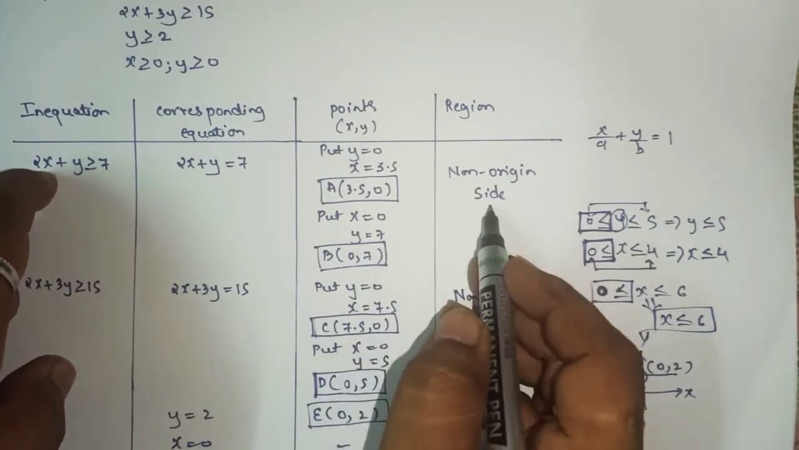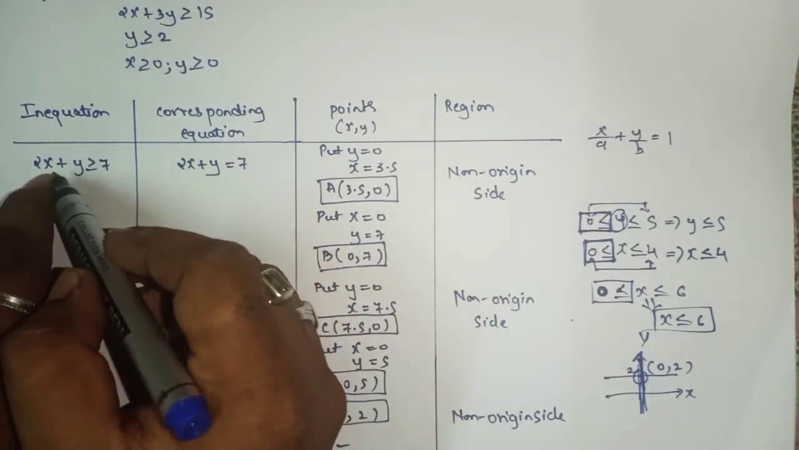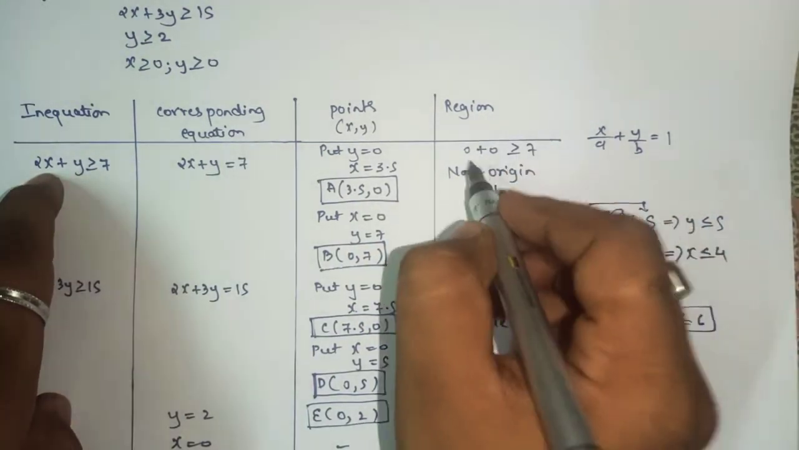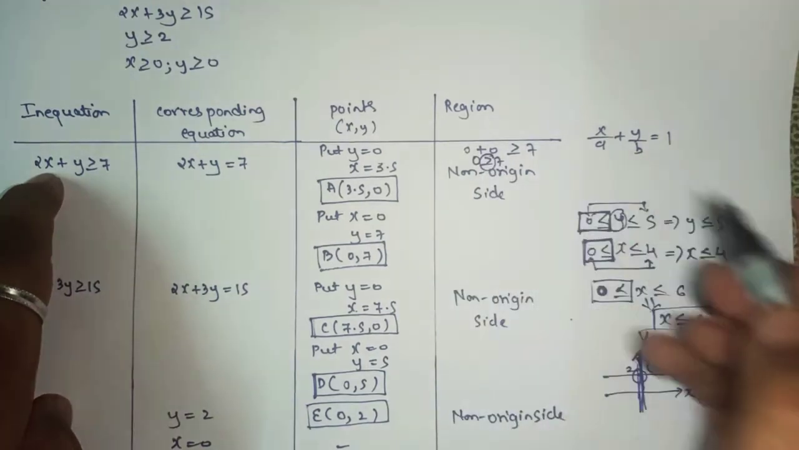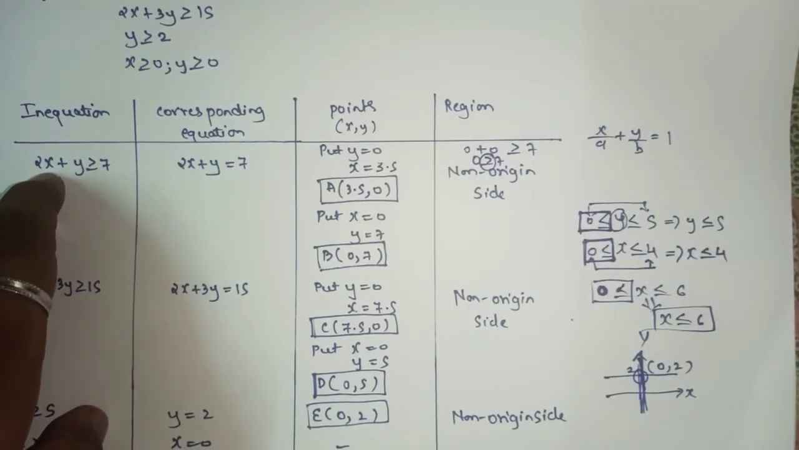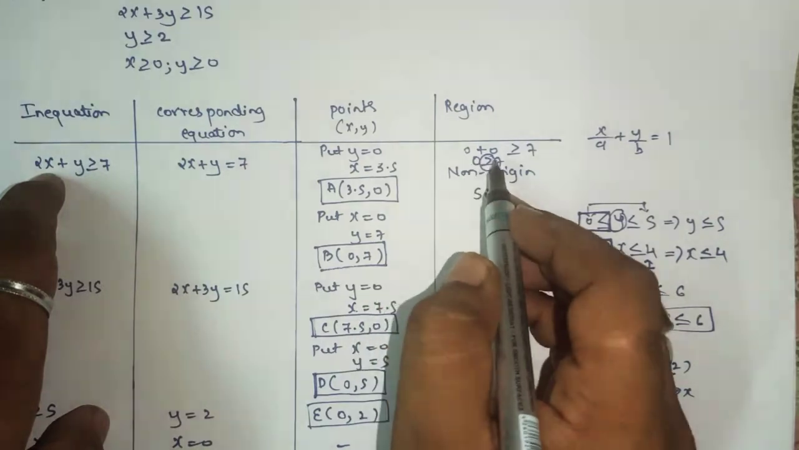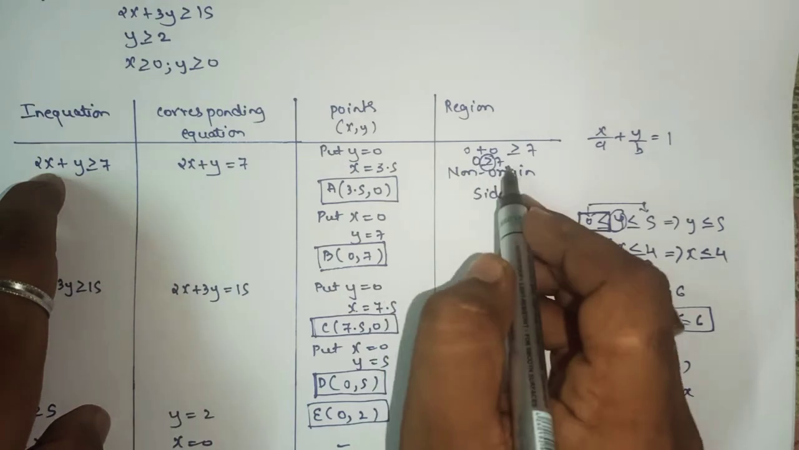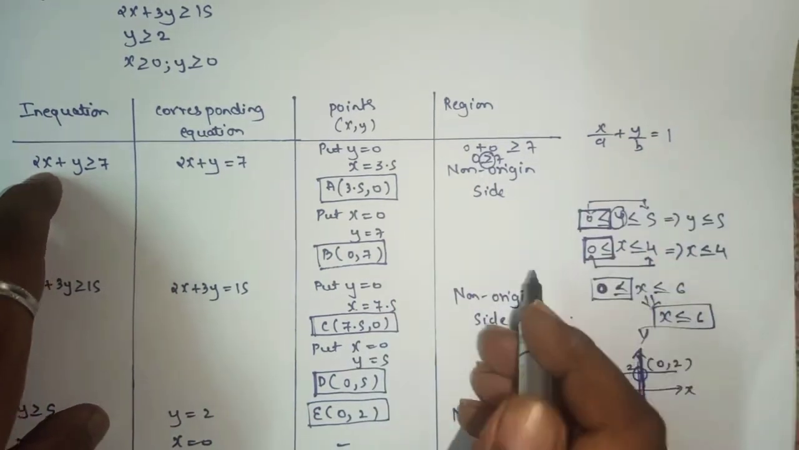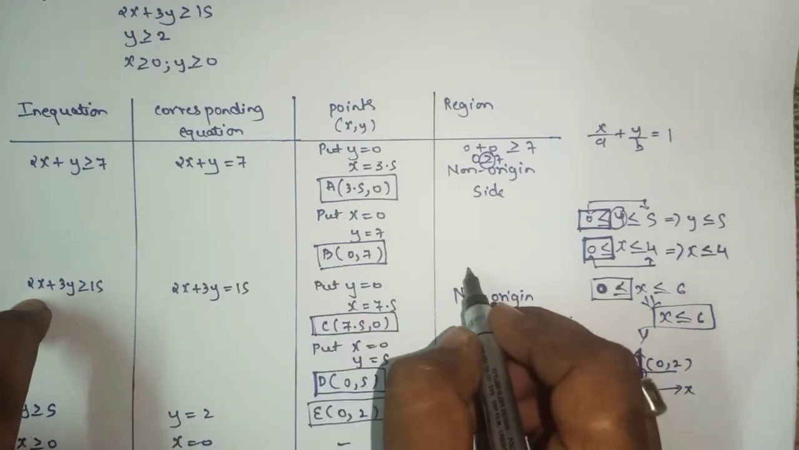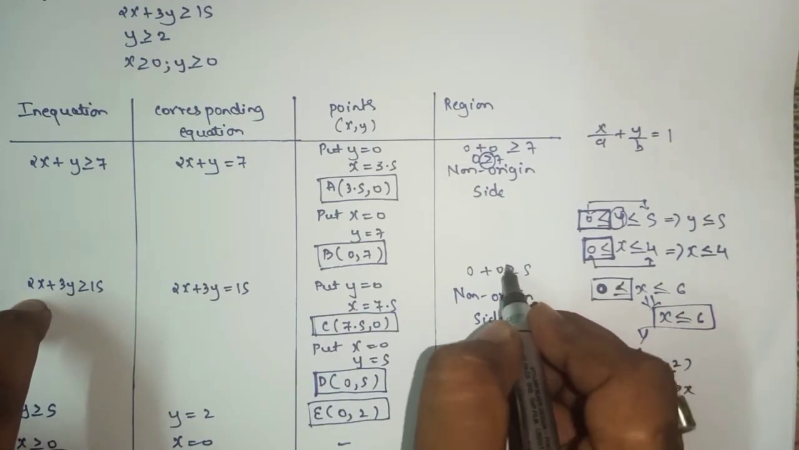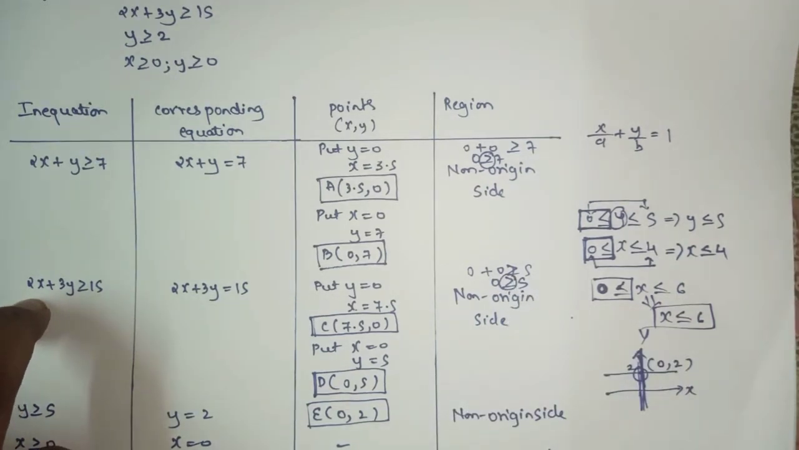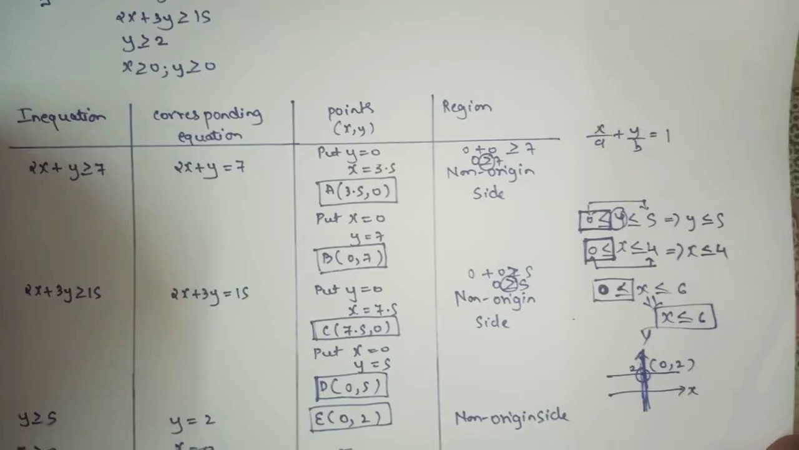Okay, so non-origin side means what, we'll replace the value of x and y by 0. So 0 plus 0 greater than 7, so that means 0 greater than 7. Out of these two conditions, one condition should satisfy, as clearly we can see that 0 is not equal to 7 or neither greater than 7, so it is non-origin side. Here also 0 plus 0 greater than or equal to 15, so 0 is neither equal nor greater, again it is non-origin side.